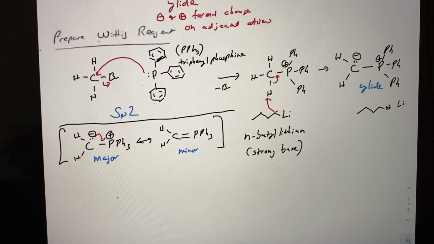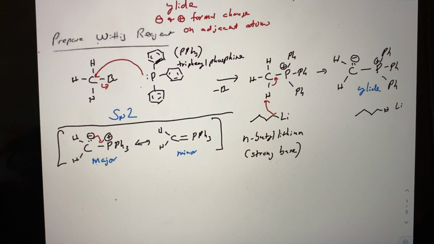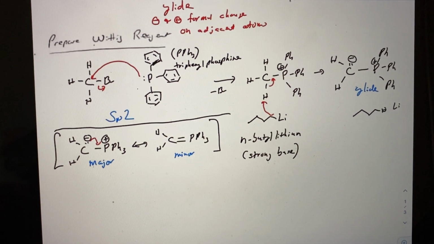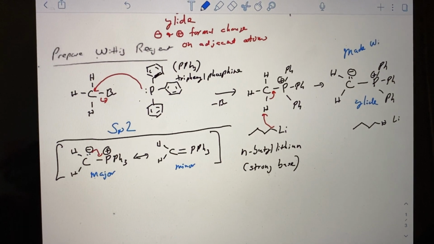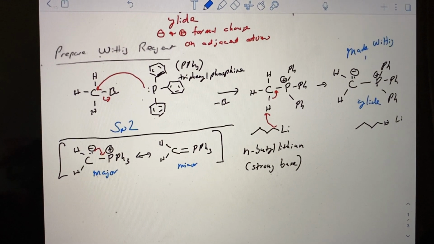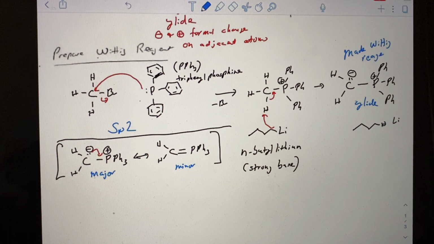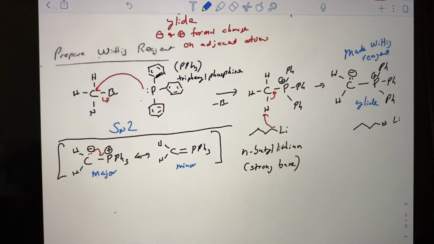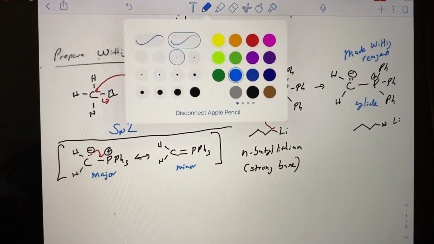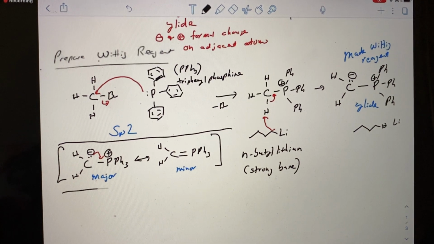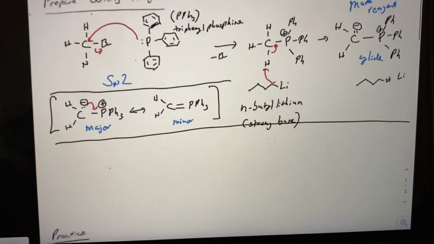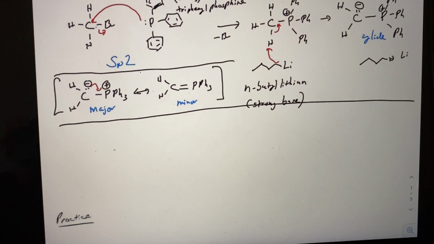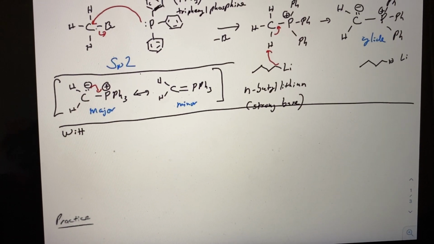Okay, so now we've made our Wittig reagent. So here we made the Wittig reagent, or the ylid in the general case. So now let's do something with it. So in the next step, I just went right through strong base, but hopefully that's okay here. Now we're going to carry out the actual Wittig reaction.